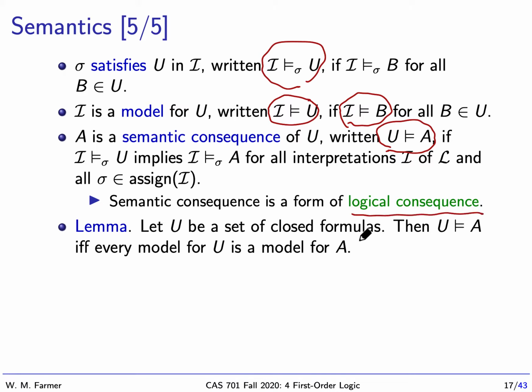Now, if U is a set of closed formulas, then the definition reduces to something similar. We'll say A here is a logical consequence of U if every model of U is a model of A. That means if we have an interpretation and every member of U is true in that interpretation, then A must be true in that interpretation.